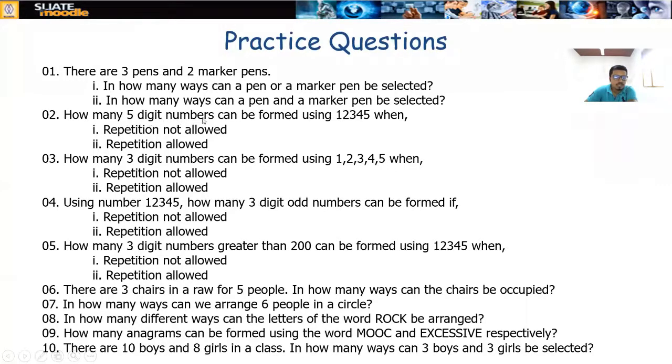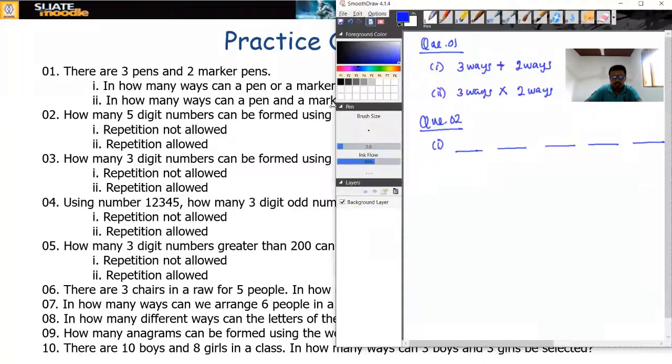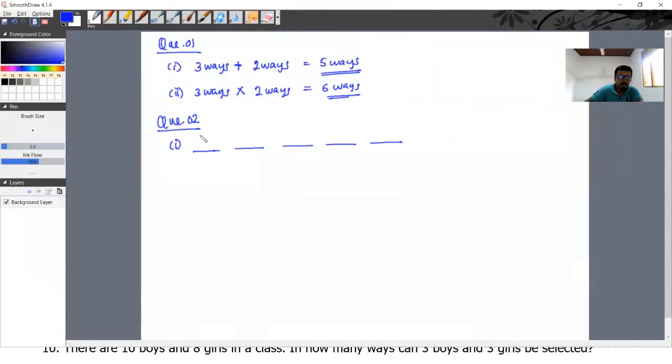How many 5-digit numbers can be formed using the digits 1, 2, 3, 4, 5 when repetition is not allowed? Repetition not allowed means we can't use a digit which we have used previously. If so, how many options do we have to put a number here? If I need to put a digit here, how many options do I have?